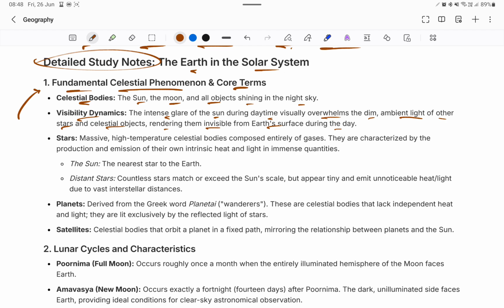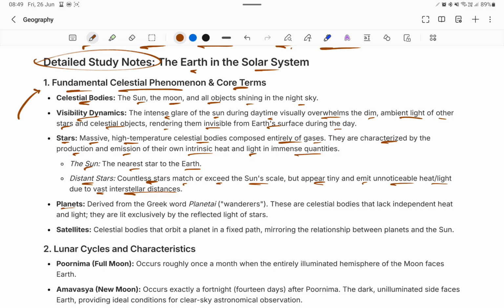That's visibility dynamics. Stars are massive, high-temperature celestial bodies composed entirely of gases, characterized by the production and emission of their own intrinsic heat and light in immense quantities. For example, the sun is the nearest star to the earth. Apart from the sun, there are countless distant stars. Distant stars match or exceed the sun's scale, but appear tiny and emit unnoticeable heat or light due to vast interstellar distances.